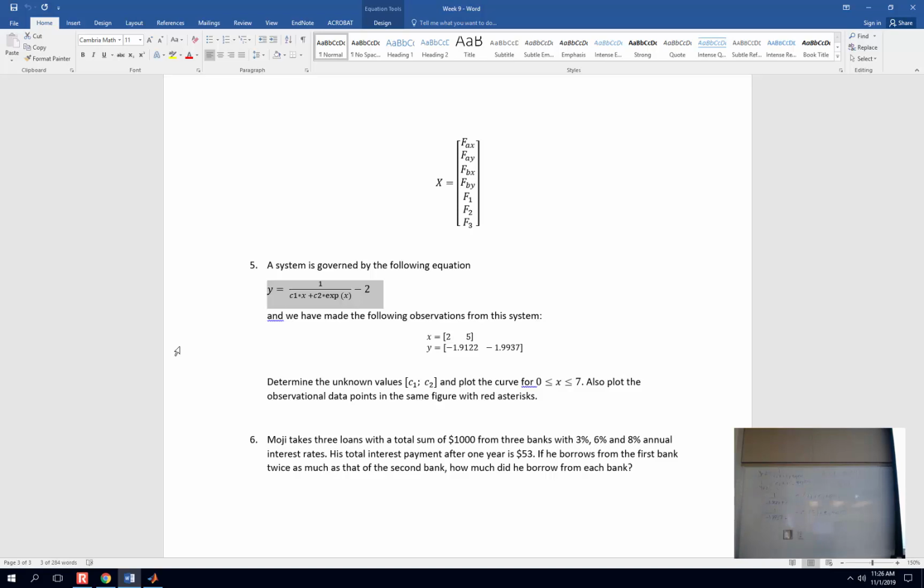That's the same as if you do this first. The only important issue here is x should be vertical, y should be vertical. If they are both vertical, just plug them in. A and B, A backslash B is going to give you the answer. Done. It's going to give you C1 and C2.